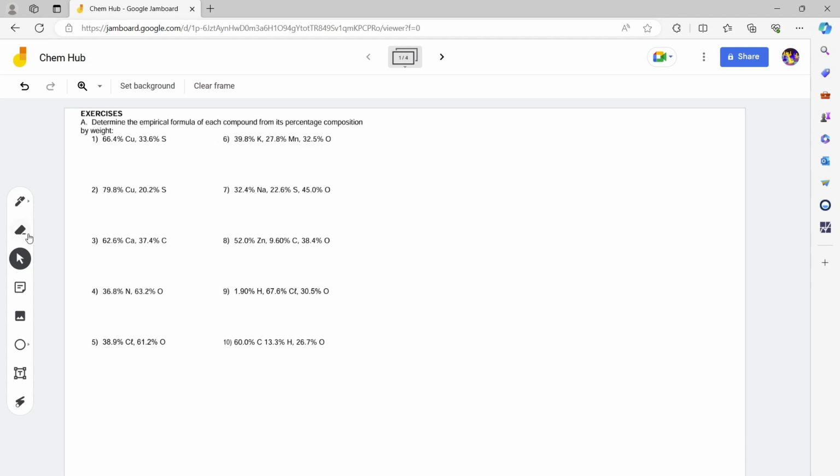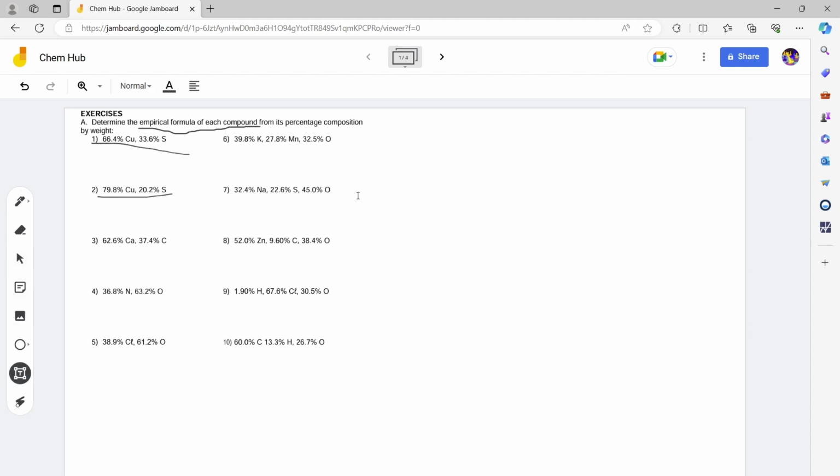Hey guys, today I'm here to review empirical and molecular formulas. So we're going to start with a couple empirical formula practice problems, and I'm going to do the first two on this worksheet. So we'll do 1 and 2. On this sheet, we're going to determine the empirical formula of each compound from its percentage composition by weight.